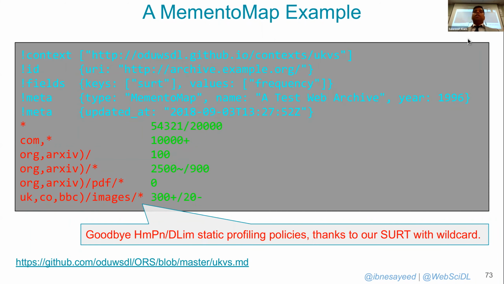And for that, we had to extend CDXJ with this asterisk sign. This is our contribution to that. So what you are seeing here, on top, there are some metadata lines. And after that, we have a star, which essentially means there are more than 54,000 mementos of 20,000 URIs in an archive. The other line says there are more than 10,000 mementos of .coms, and so on. That's how you read it.